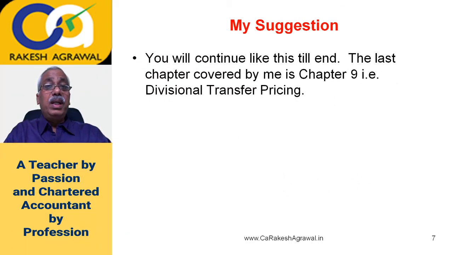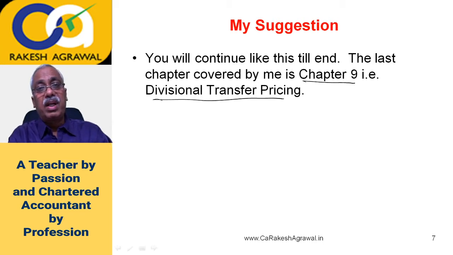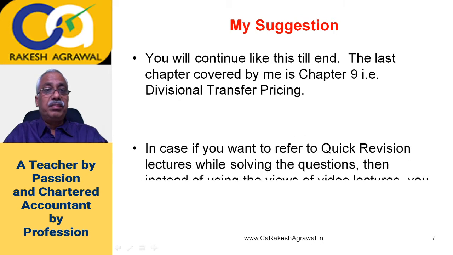Now you will continue like this till the end. Keep doing this till the end. The last chapter covered by me in the quick revision batch is chapter 9, that is divisional transfer pricing. So each chapter one by one, quick revision, regular batch, quick revision, regular batch, this you will continue till the end.